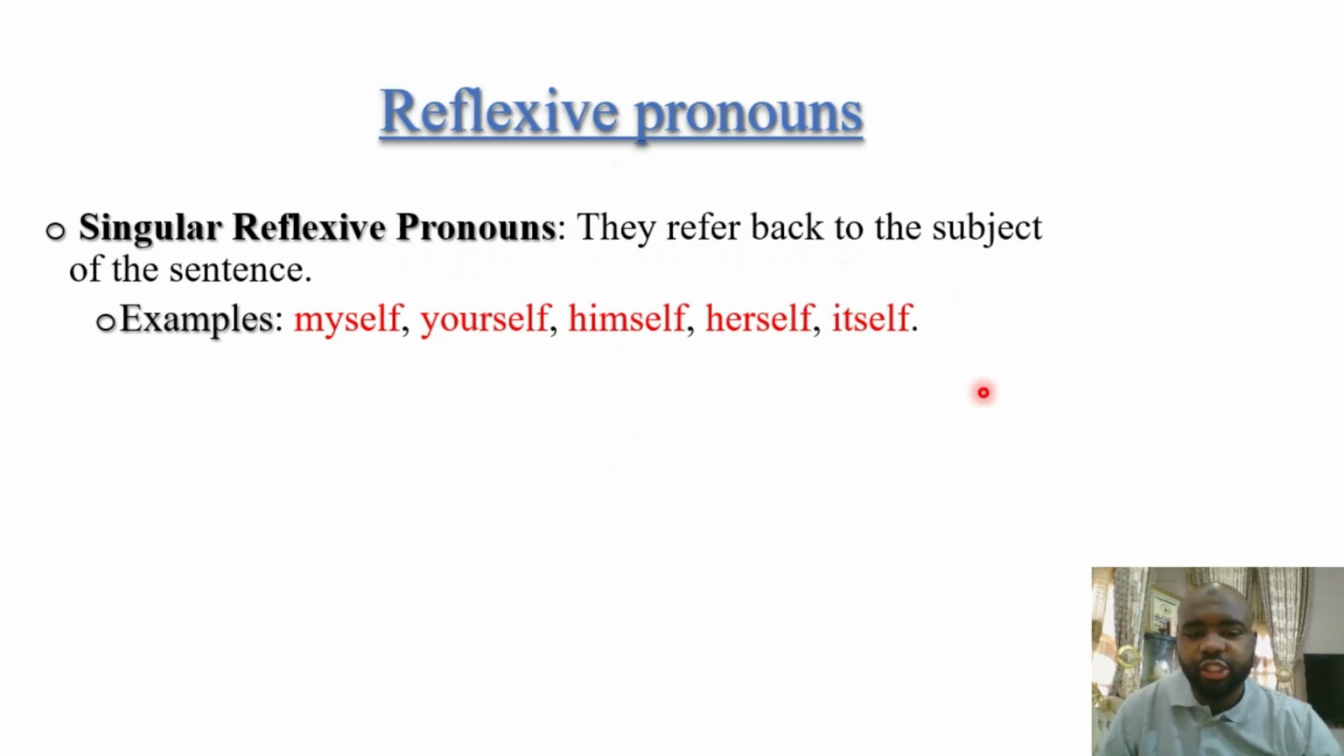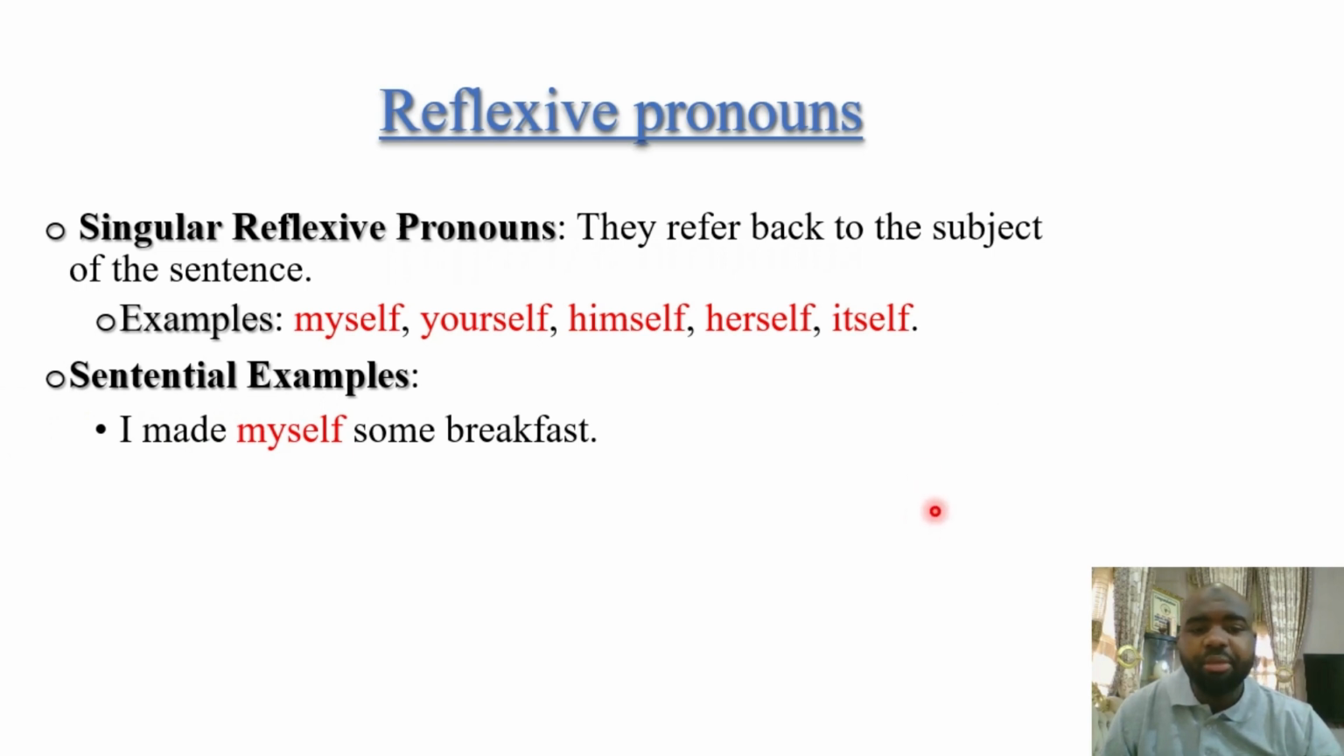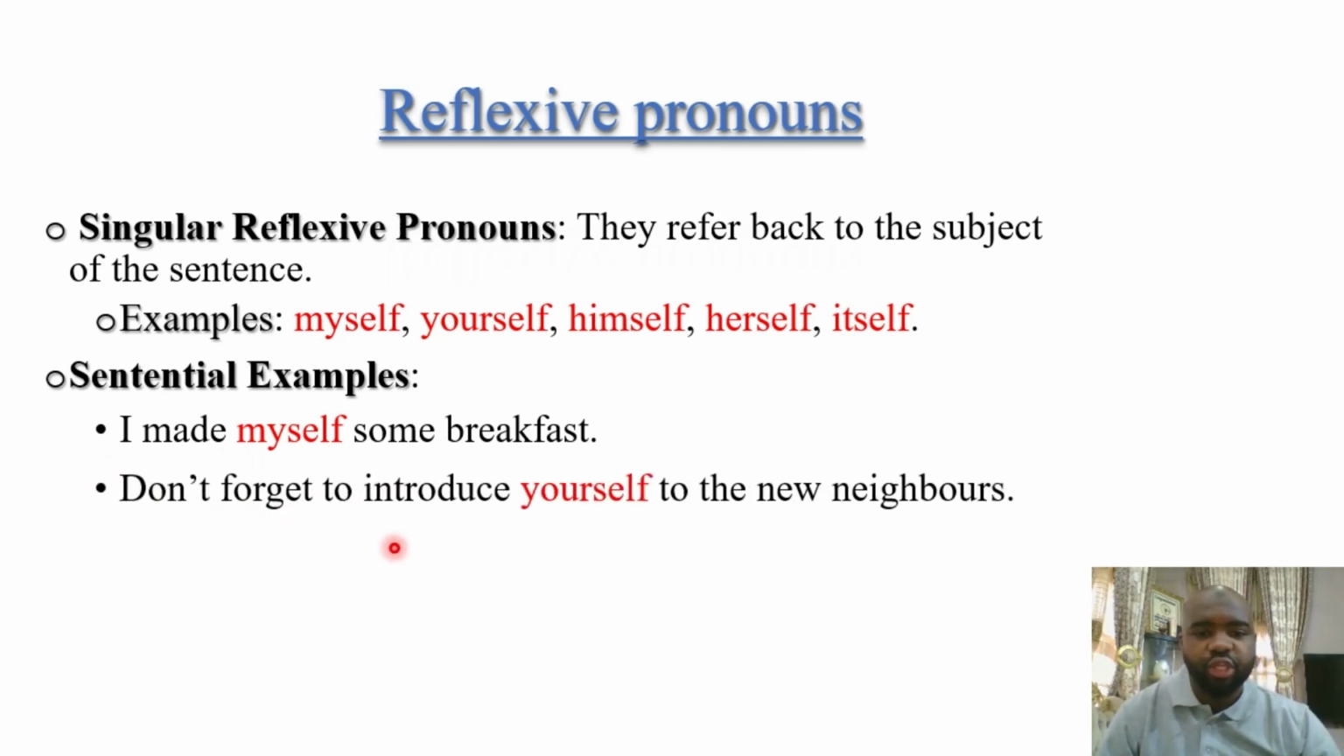So these are reflexive pronouns that refer back to the subject position. Let's see the sentential examples. I made myself some breakfast. You see, this I here has a relationship with myself because this myself is reflecting. It's just taking you back to this I here. This myself is talking about the same I here. So that's why we're saying they refer back to the subject of the sentence.